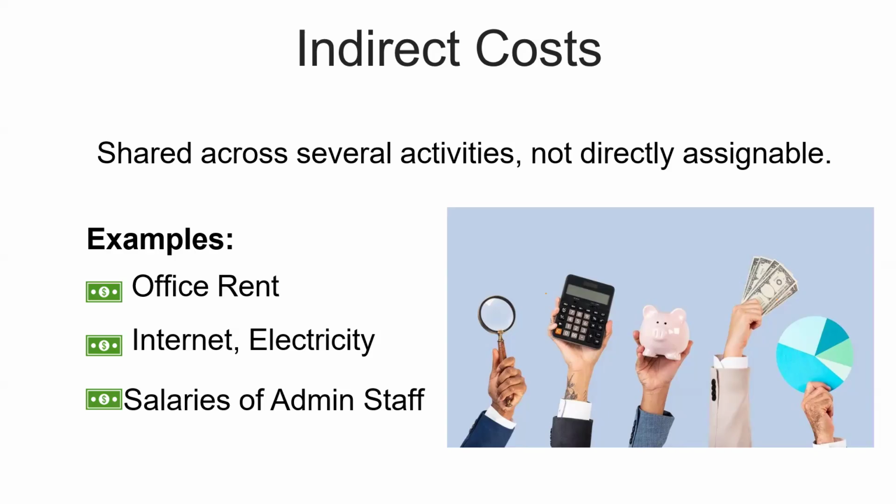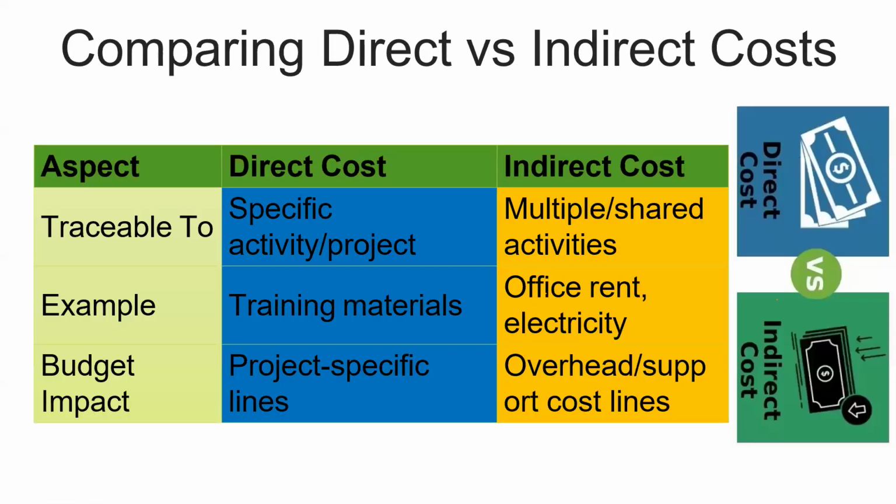I think it's really clear, right? Salaries of admin staff, like I mentioned for the human resource officer, are examples of indirect cost. So comparing direct and indirect cost, direct cost is for a specific activity, while indirect costs can be shared among multiple activities, as we've seen. For example, you can have training materials like we mentioned, but now you can have office rent, electricity. Budget impact: a project-specific line. Yes, every budget line will be shown.